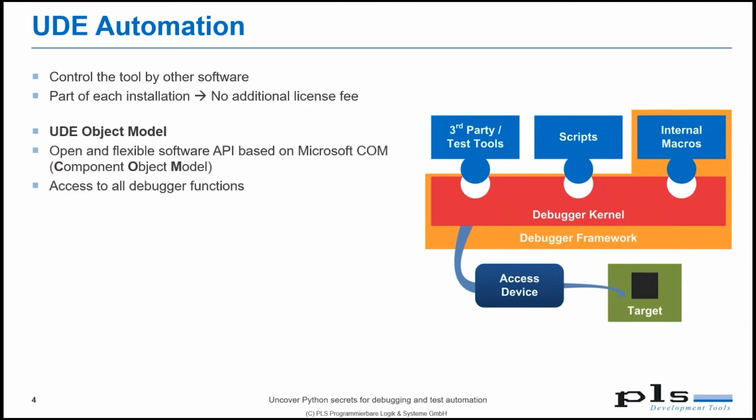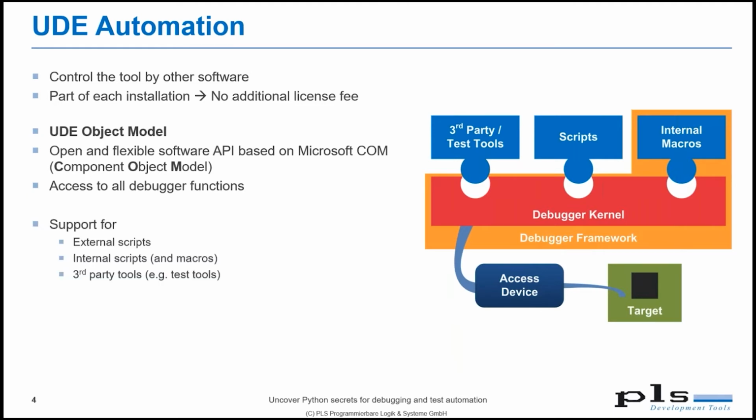The heart of the UDE automation is the UDE Object Model. This is an open and flexible software API which provides access to all the debugger functions that you need. The UDE Object Model is based on the Component Object Model, COM, from Microsoft. This is a deeply integrated and widely used technology and a quasi-standard, and can be used with many scripting languages and programming languages as well.